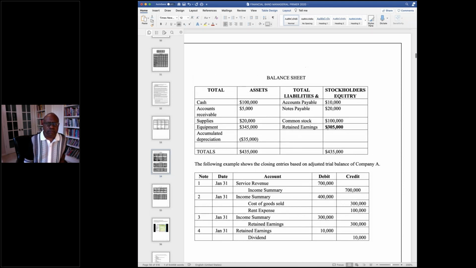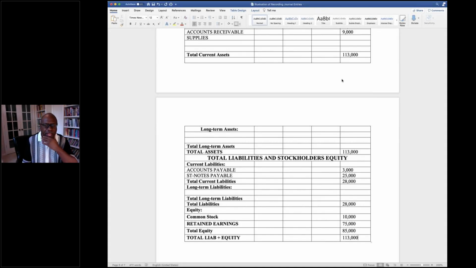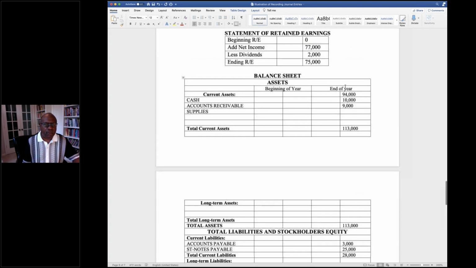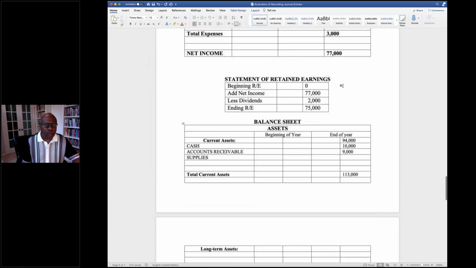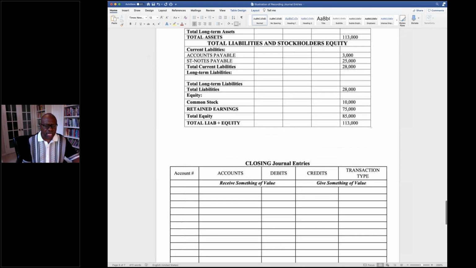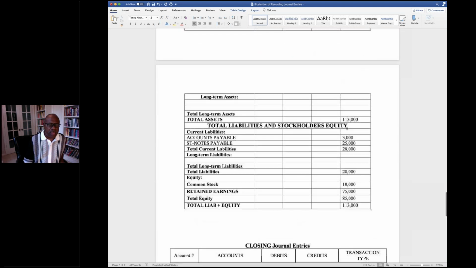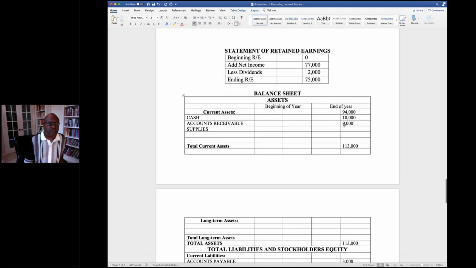Okay, so let's go back. At this point, we're going to go back to our illustration that we were working with. We had prepared the income statement, statement of retained earnings, and the balance sheet. And now we want to make the closing entries. Okay. So what's our first closing entry going to be?